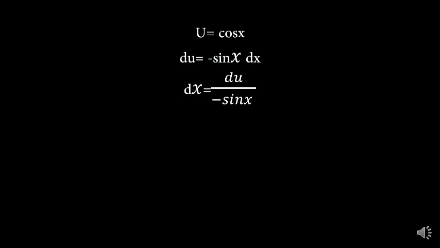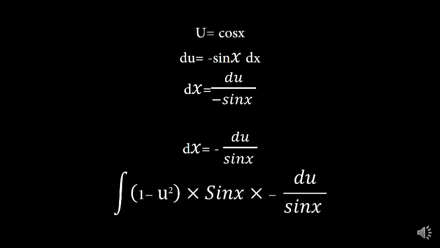Now I will insert the value for my u and the value for dx into that expression to simplify the integration expression. When I insert both of them, it's going to give me the integral of (1 minus u square) times sine x times minus du over sine x. If you notice, the two sine x present can cancel out each other because one is in the numerator and one is in the denominator. So this can also be expressed as the integral of minus (1 minus u square) du times sine x over sine x.